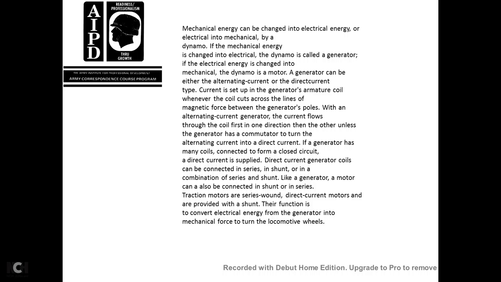Generator coils can be connected in series, in shunt, or in series-shunt combination. Like generators, motors can also be connected in shunt or series. Traction motors are series wound direct current motors, sometimes provided with a shunt. Their function is to convert electrical energy into mechanical force for the locomotive wheels.